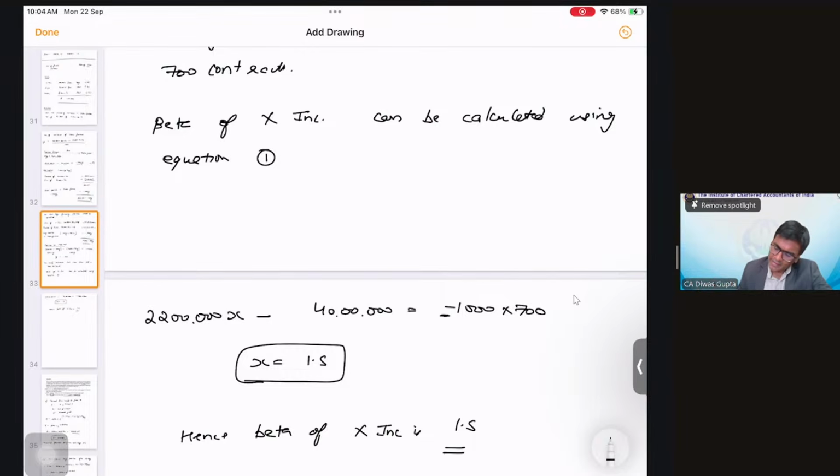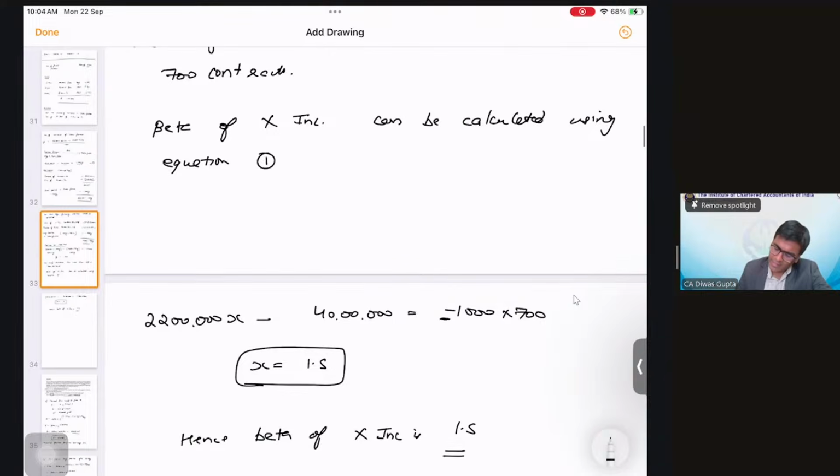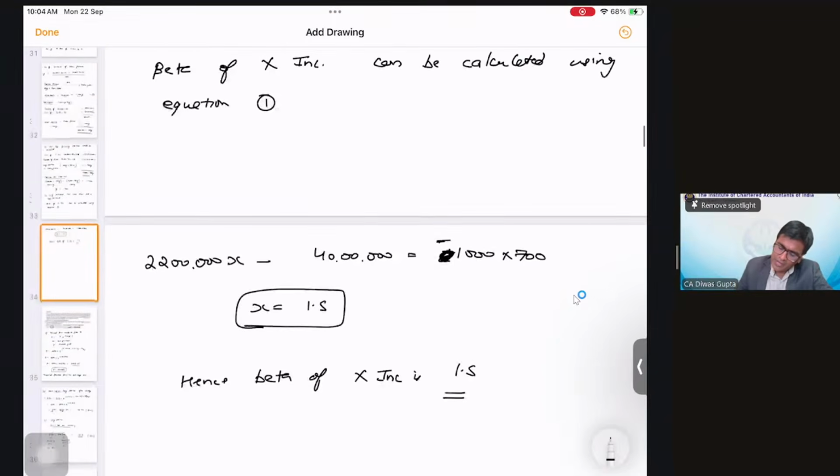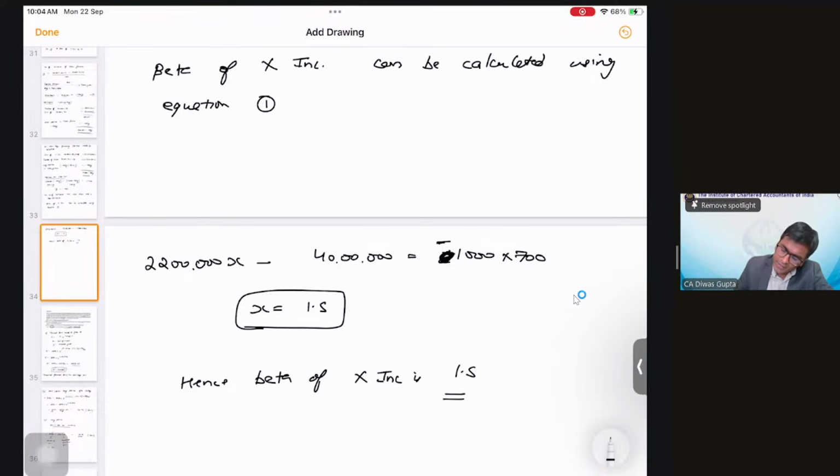No, wait, I think I have made a mistake here. Why would y be minus 700? Sorry, why would y be minus 700? Yeah, y would be minus 700. So this minus is 1000 into minus 700.